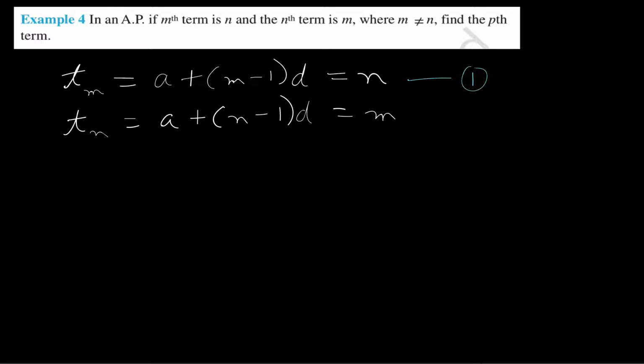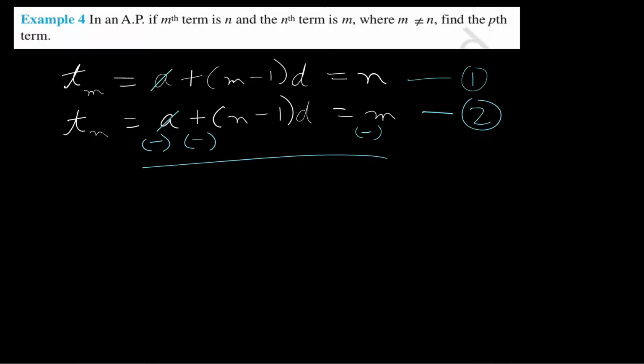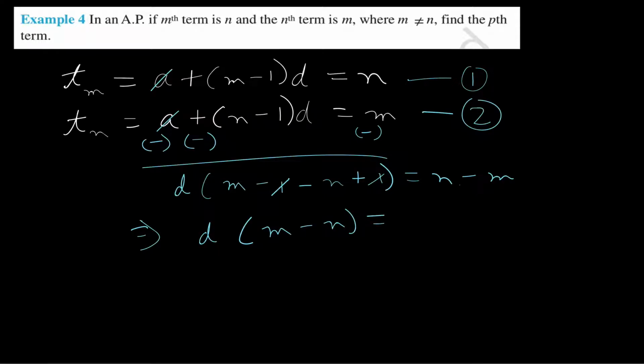So this is our equation 1, this is our equation 2, and we have seen in the chapter on pair of linear equations that we can just subtract them. When you subtract, the sign changes. Then the a gets cancelled out, and here we take d as common, and we have m minus 1 minus n plus 1 is equal to n minus m. Therefore the 1 and 1 get cancelled, so we have d times m minus n is equal to, if you take minus common here, minus times m minus n. So m minus n divided by m minus n goes away, and d is equal to minus 1.